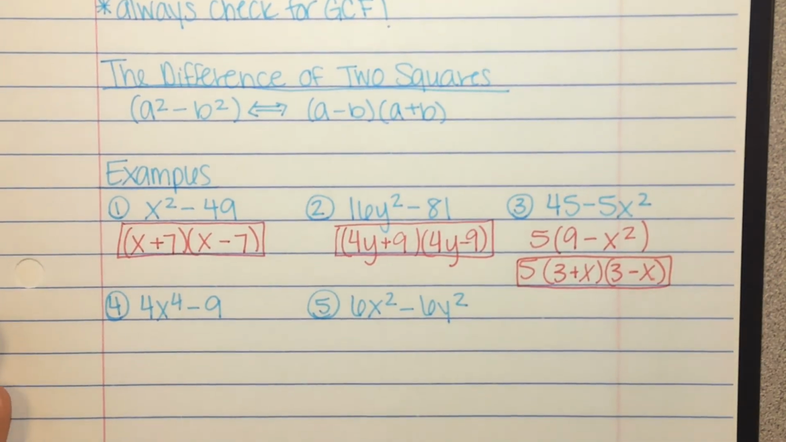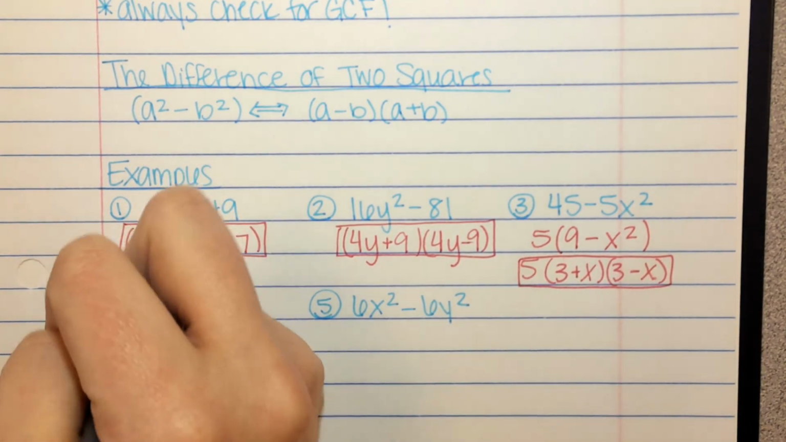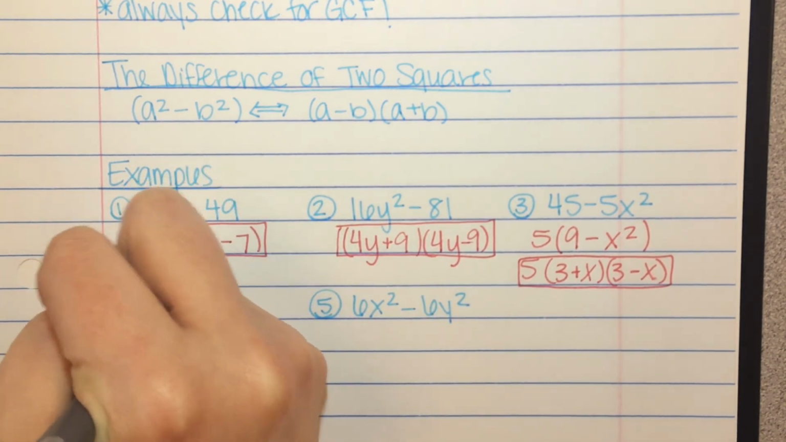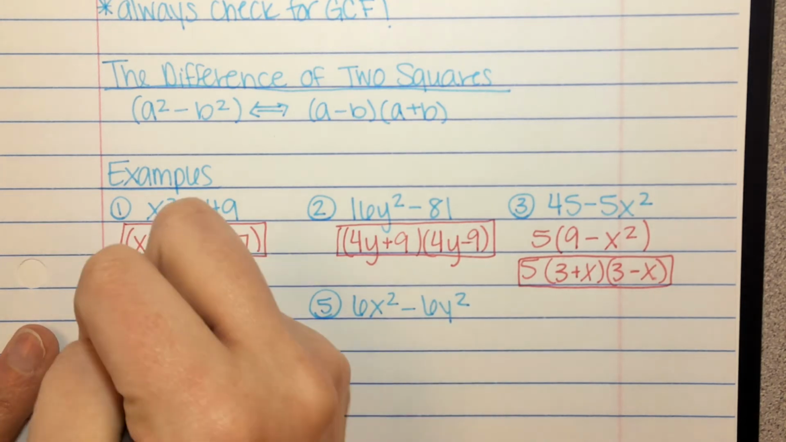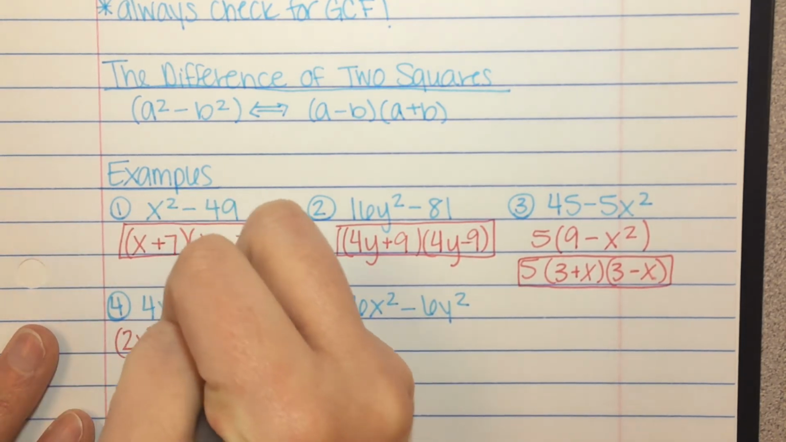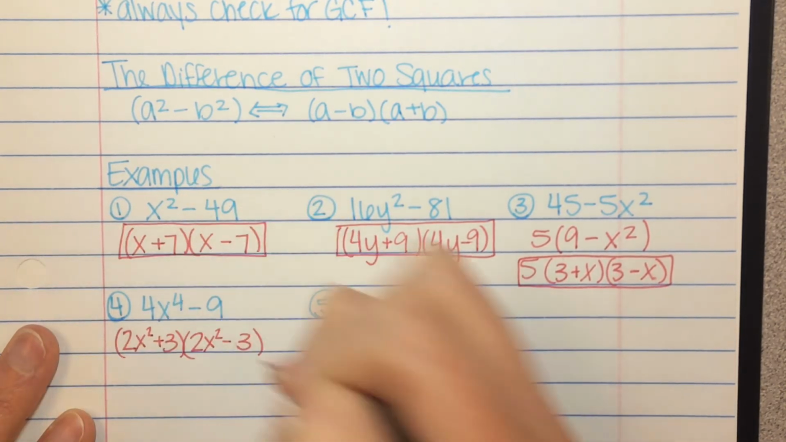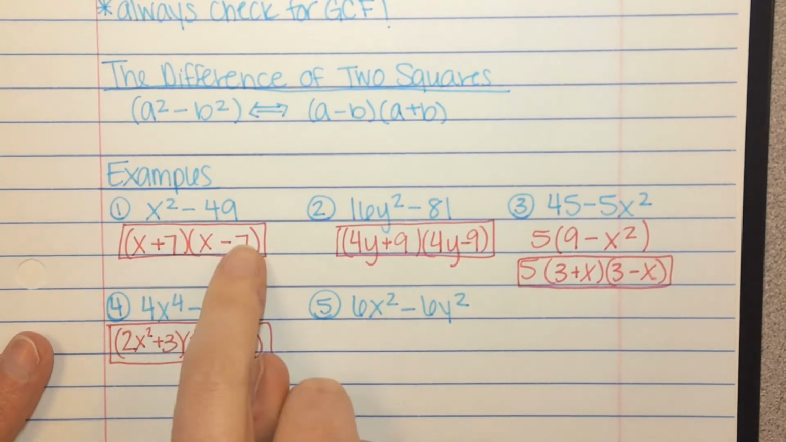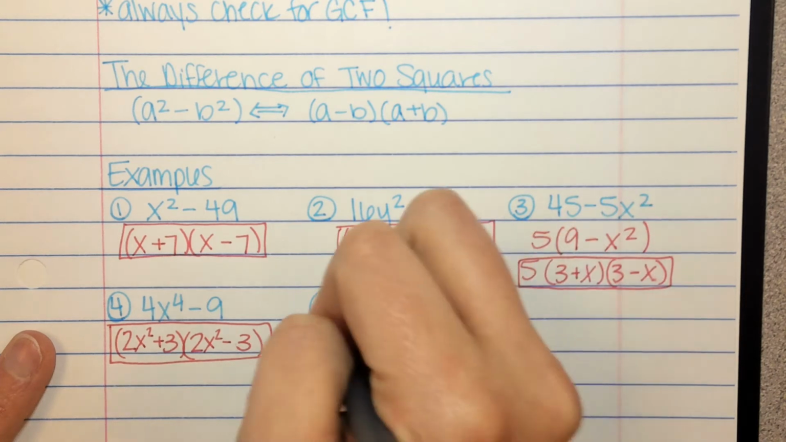Okay. Number 4 is also a little bit different because we have x to the 4th. Okay, but we're still going to do it the same way. The square root of 4 is 2. What times itself gives us x to the 4th? It's x squared. The square root of 9 is 3. And again, we need a positive and a negative. So basically, you should see the two factors are exactly the same, just one has a positive and one has a negative.